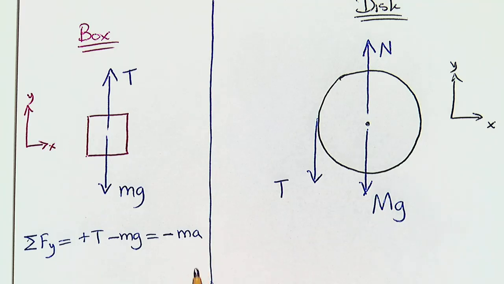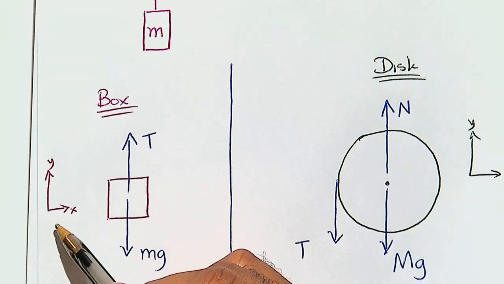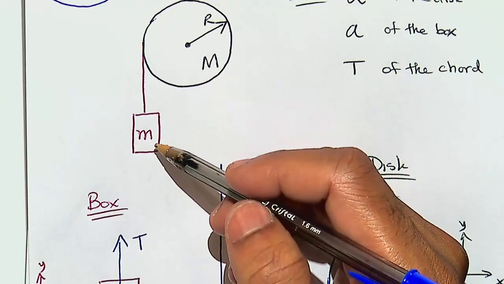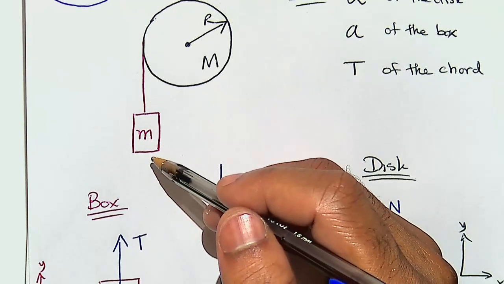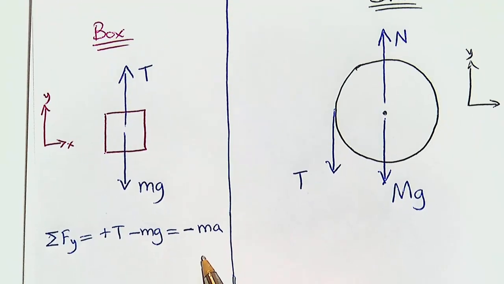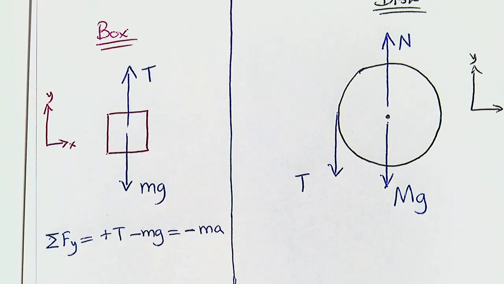All I would recommend is look at the problem, make sure you have a coordinate system set up, and if you know the direction where this is going to go, we know it's not going to go up, then we can go ahead and put that negative sign because the acceleration is downward. So that would be my recommendation.